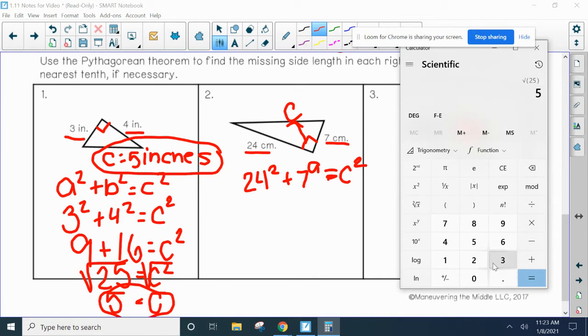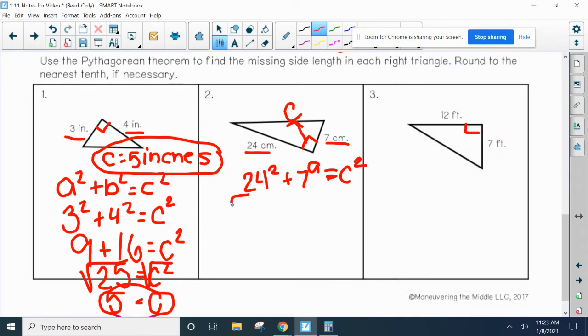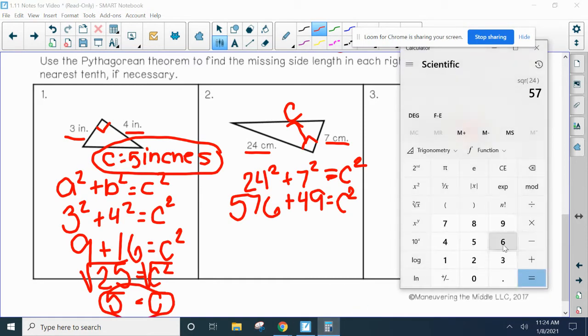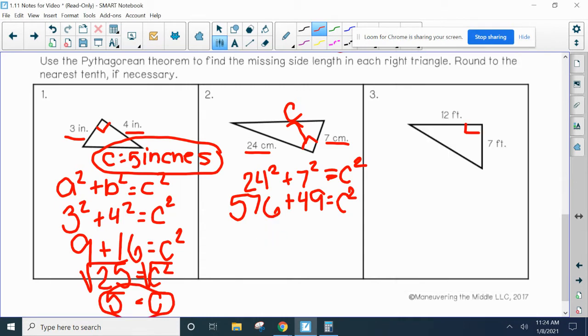We're just going to go ahead and say, well, 24. So the X with a little squared symbol, we're going to plug that into our calculator. It tells us the square of 24 is 576. So 576 plus 7 squared. And 7 times itself is going to give us 49, is equal to C squared. And we can go ahead and say 576 plus 49 is 625.